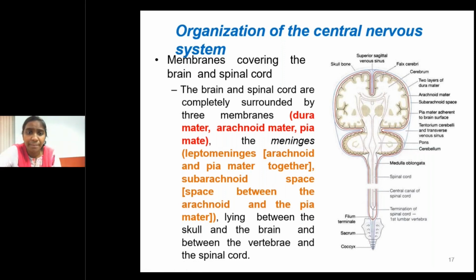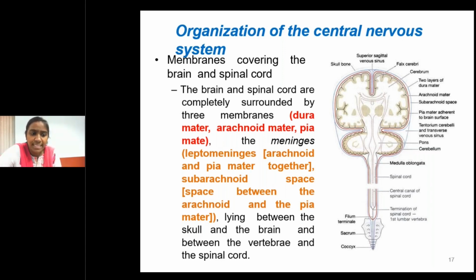What is the order? Which is the innermost layer? Pia mater. Pia mater. Okay. Next to that, arachnoid mater, and the outer layer is dura mater.